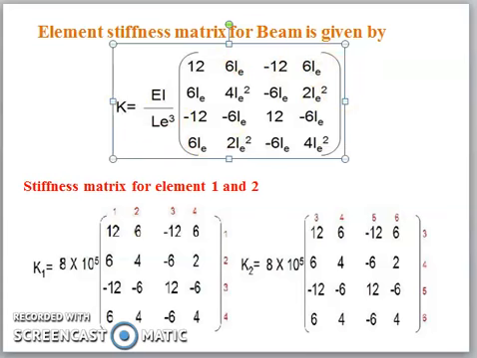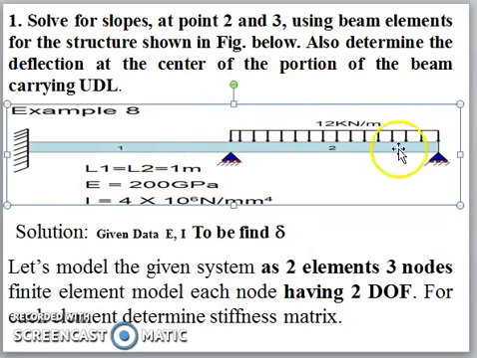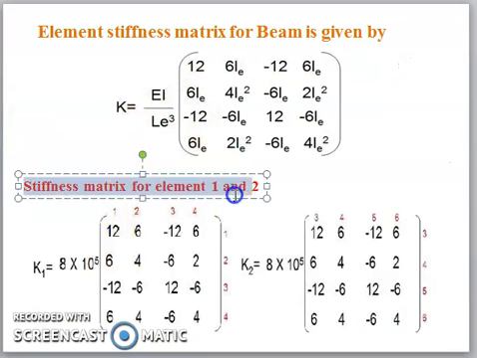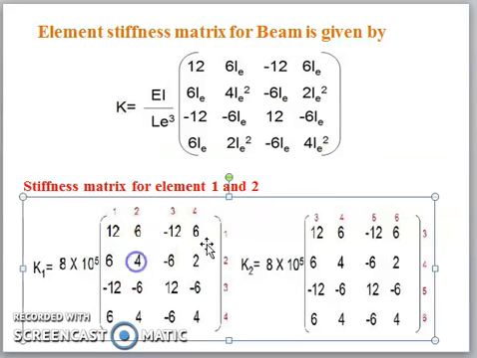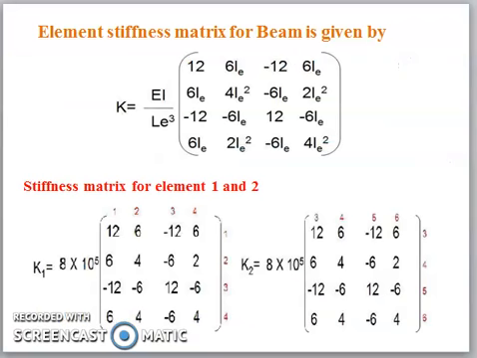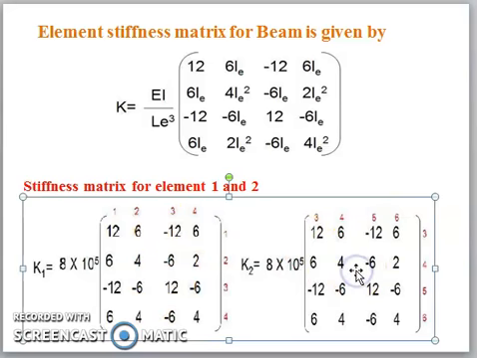Now we have two elements, element 1 and element 2, so we need to derive two stiffness matrices, one for element 1 and one for element 2. E, I and L are given. E is 200 GPa, I is 4 into 10 to the power of 6, and L1 and L2 are equal to 1 meter. So you can keep them as they are. These are the element stiffness matrices for element 1 and element 2.